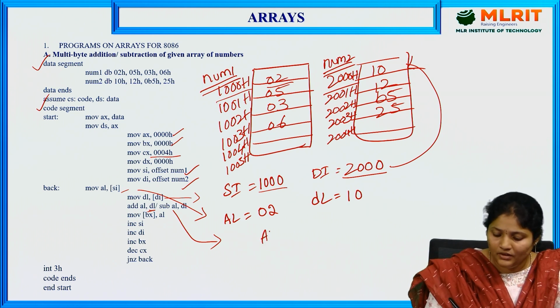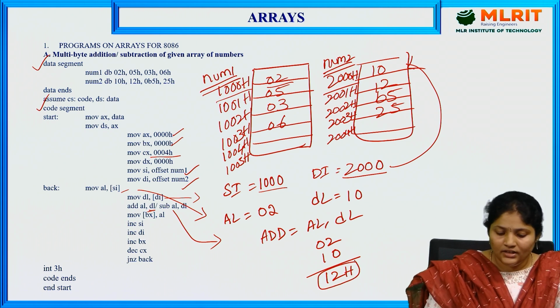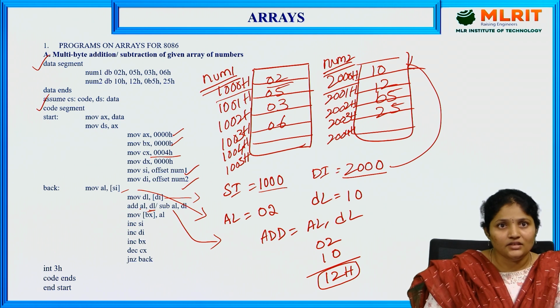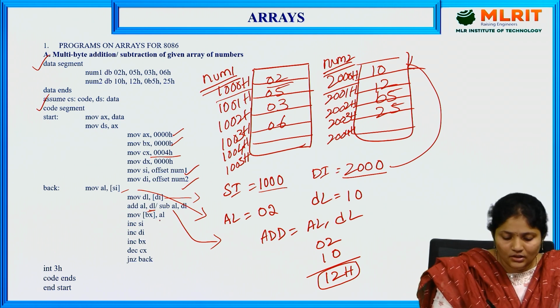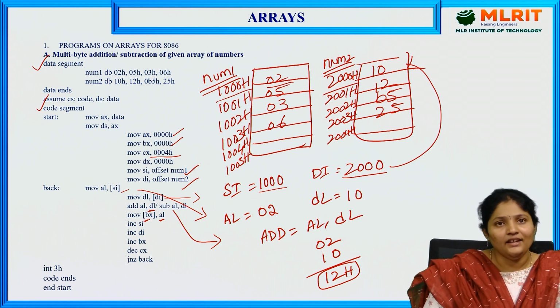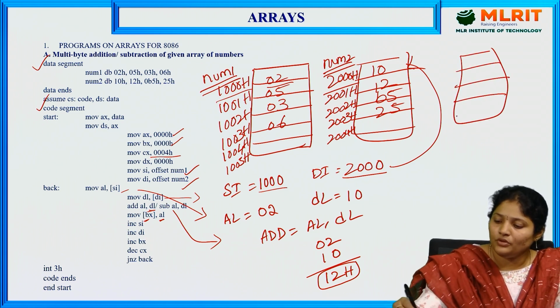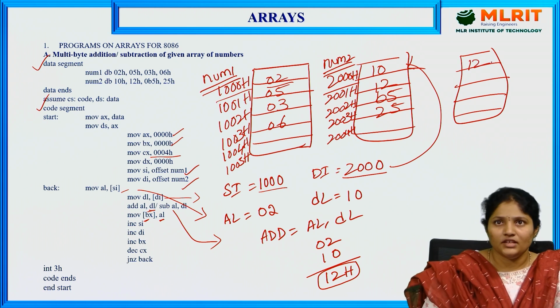So we will perform the addition operation between AL and DL. 02 will be added to 10. So what will be the output? 12H. This 12H output will be present in the AL register, as the destination register here is the AL register. This register will then be stored through BX indirectly, which is another memory location, so the output will be present in this memory location.